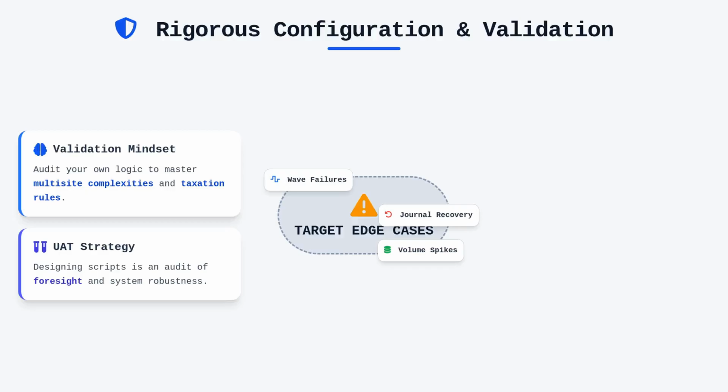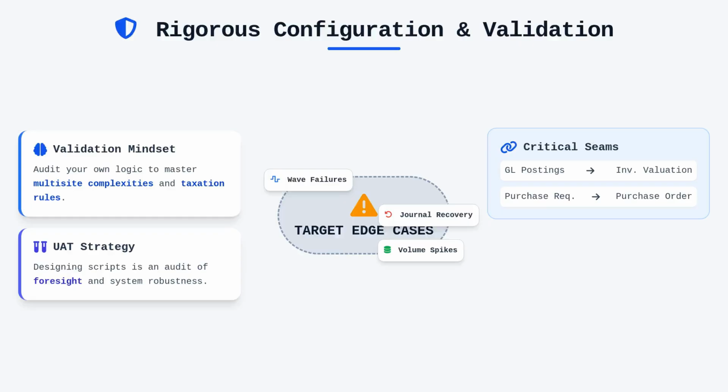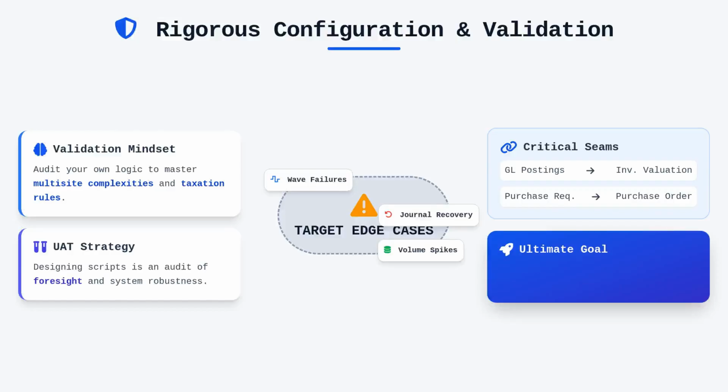Ensuring these elements work in concert requires a deep understanding of the dependencies between general ledger postings and inventory valuation methods. Remember that error patterns often emerge at the seams where one functional area hands off to another, such as the transition from a purchase requisition to a firmly established purchase order. Your goal is to design an ecosystem that is not only functional at launch, but remains scalable and fault-tolerant as enterprise requirements evolve over time.